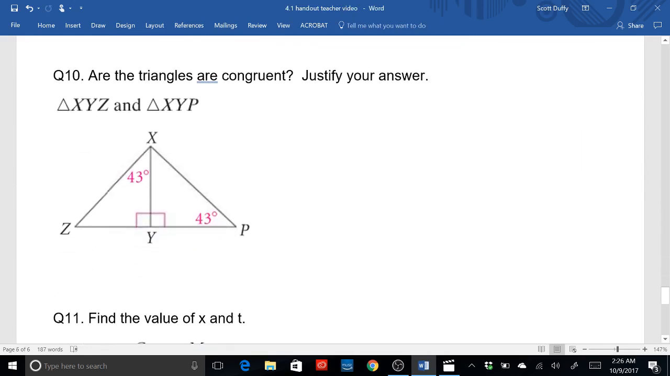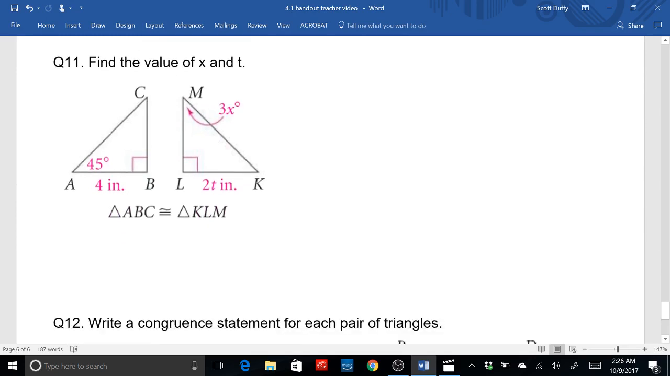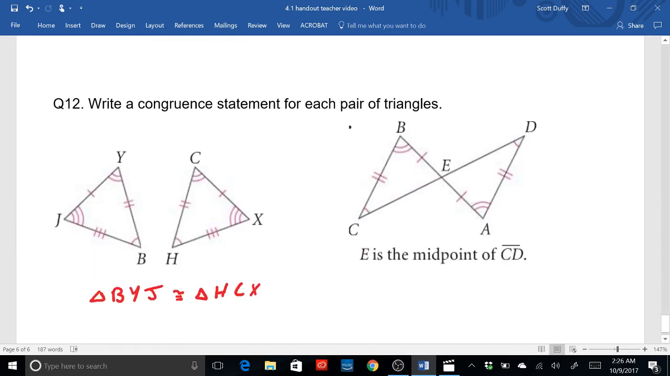Number 10, I'm leaving this one to you. Number 11, I'm leaving this one to you. And number 12, I'm leaving this one to you. This is a congruent statement right there. Good luck.